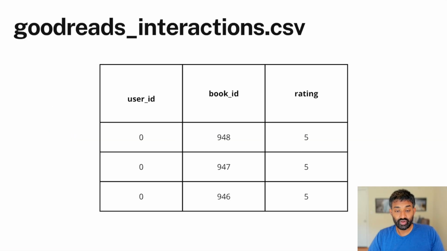So the first file we'll use is called goodreads_interactions.csv. This has three columns that we care about. It has user ID, book ID, and rating. And essentially what this dataset does is for every user, it has what books they read and how they rated those books. So it gives you a full history of how a user has rated different books on Goodreads.